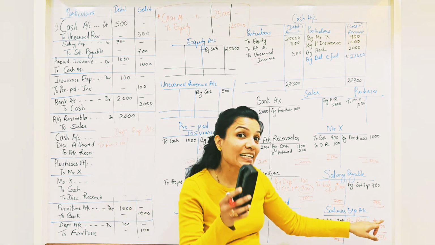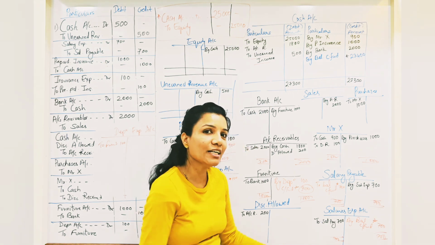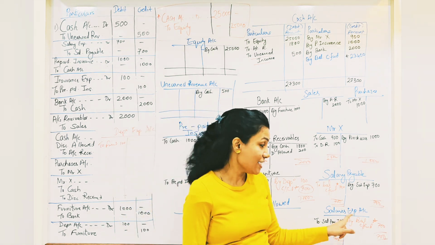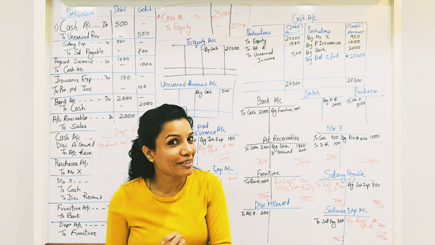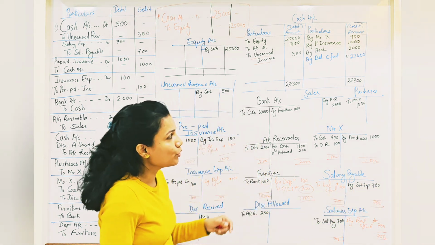Now salary is an expense, so it will have a debit balance, written on the credit side, but this side is heavier, debit side is heavier, so it has a debit balance. Salary is an expense, expenses have a debit balance. Salaries payable is a liability, liabilities have a credit balance. That's how we go about it.